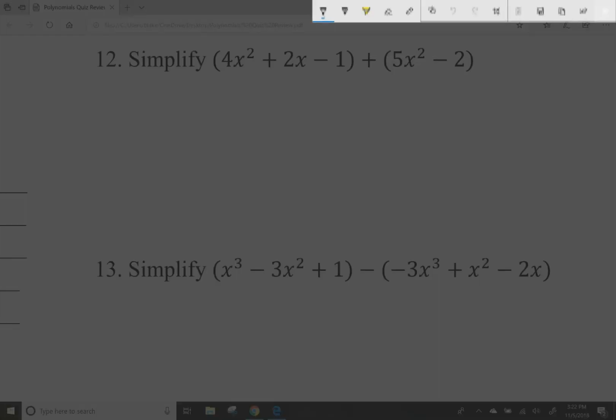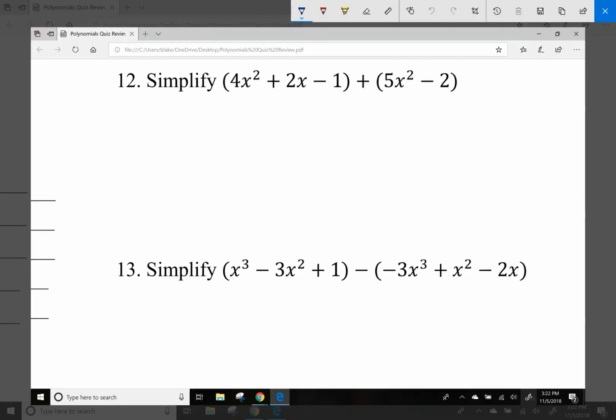So adding is pretty straightforward because all you're going to do is simply combine your like terms, and subtracting you're combining like terms as well, but it's less straightforward because of the minus sign. So for number 12, you're going to notice you're adding because of the plus sign in the middle. You're not using a table or anything here. We'll use a table for when we multiply, but we're only adding.